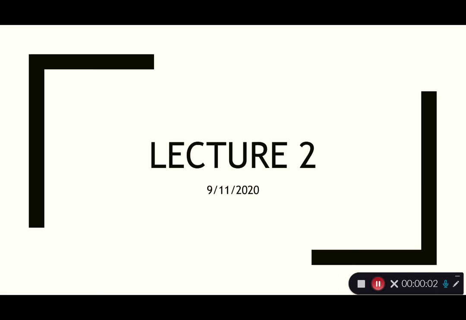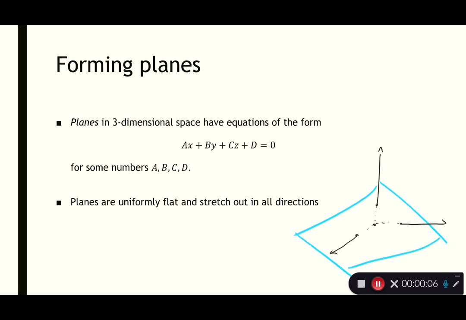So what we're going to start off discussing today is planes. A plane is a flat, uniformly flat shape in three dimensions that stretches out infinitely far in each direction. And they have equations that we can use to describe them that look very much like the equation for a line in 2D.